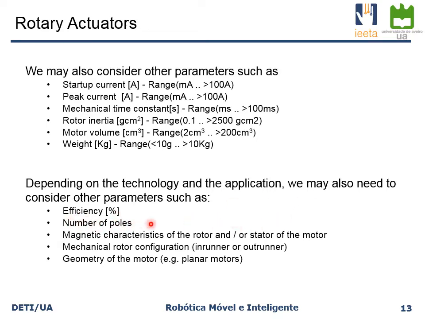The number of poles of the motor, magnetic characteristics of the rotor and or the stator of the motor, mechanical rotor configurations. As we will see later, there are what we call in-runner motors and out-runner motors, and also maybe the geometry of the motors. A good example is the planar motors that are used, for instance, in electrical bicycles. And we also, I think, will look into something similar to that.